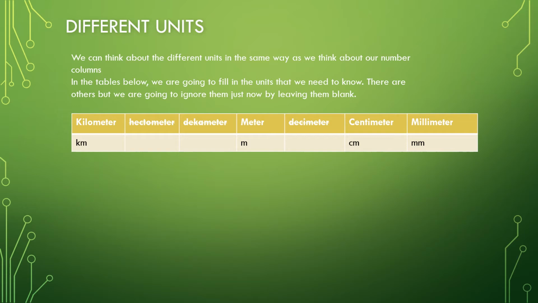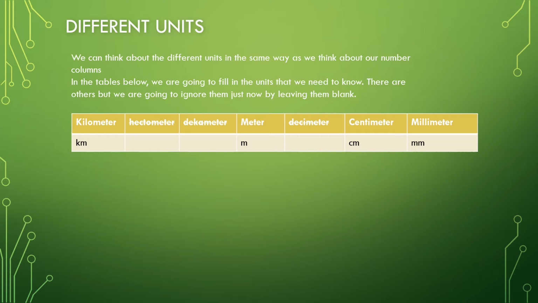So the meter is the one in the middle. We denote that with an m. When we want to get smaller than that, we move columns to the right, and when we want to get bigger than that, we move columns to the left. So the kilometer is the one that's bigger, and we denote that with km. Scored out in between, we've got hectometer and decameter. We don't need them, we don't care about them, so we've crossed them out. Moving smaller than a meter, we've got a decimeter. Again, we don't really use that. And we've got centimeters and millimeters, cm and mm.